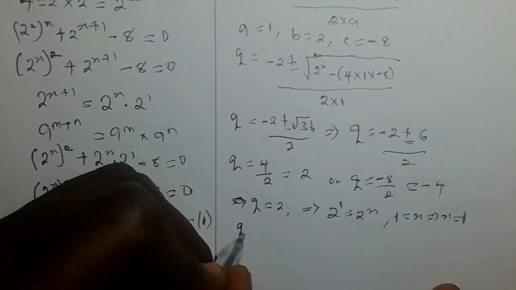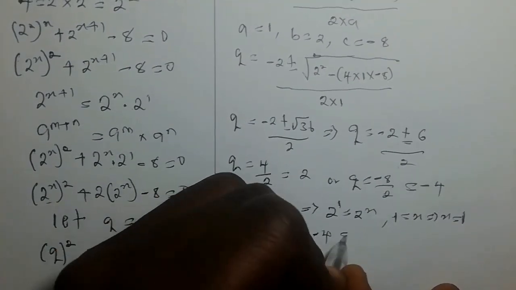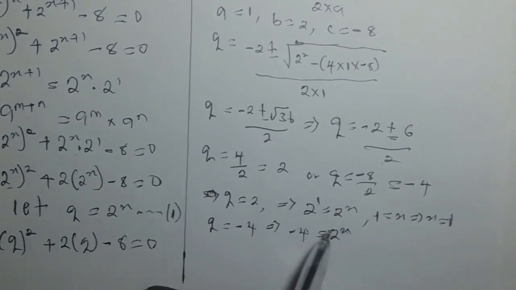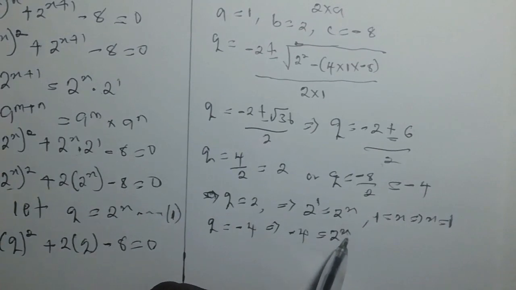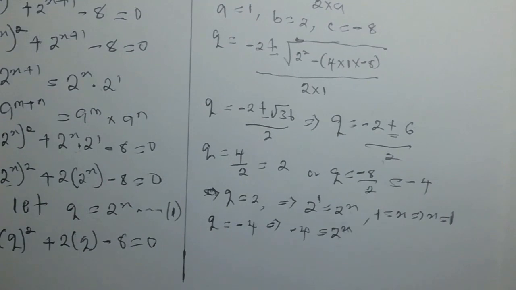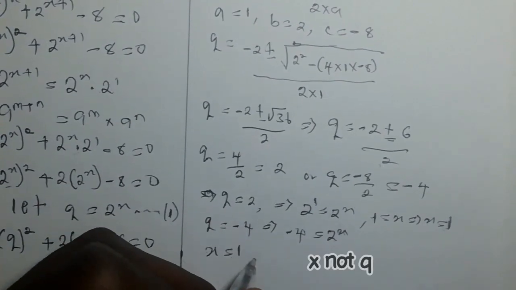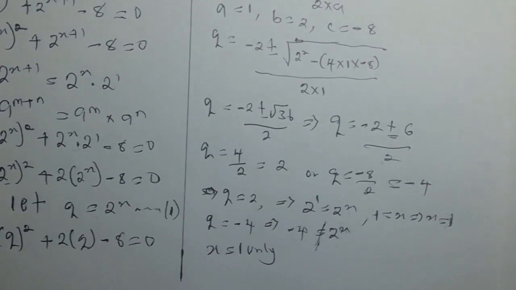So when q is equal to negative 4, this implies that negative 4 is equal to 2 power x. But no value of x will satisfy this equation, because 2 power any value cannot result into a negative 4. So we will just consider this answer, q equal to 2 only, because the other will not satisfy the equation of minus 4 equals 2 power x. So x is equal to 1.